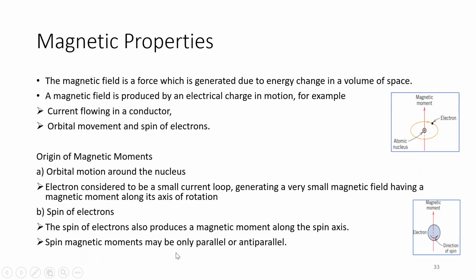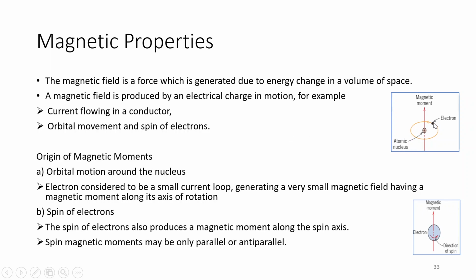Next we have magnetic properties. This is the last topic. So in this case the magnetic field is a force which is generated due to energy change in a volume of space. A magnetic field is produced by an electrical charge in motion, for example current flowing in a conductor, and orbital movement and spin of electrons.